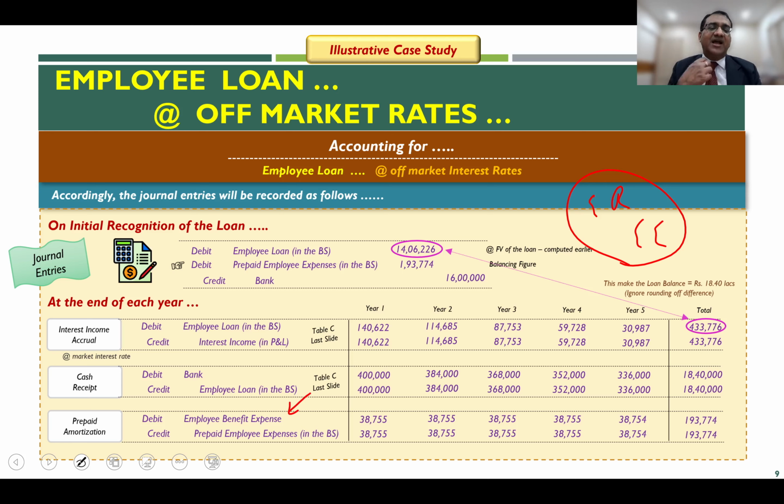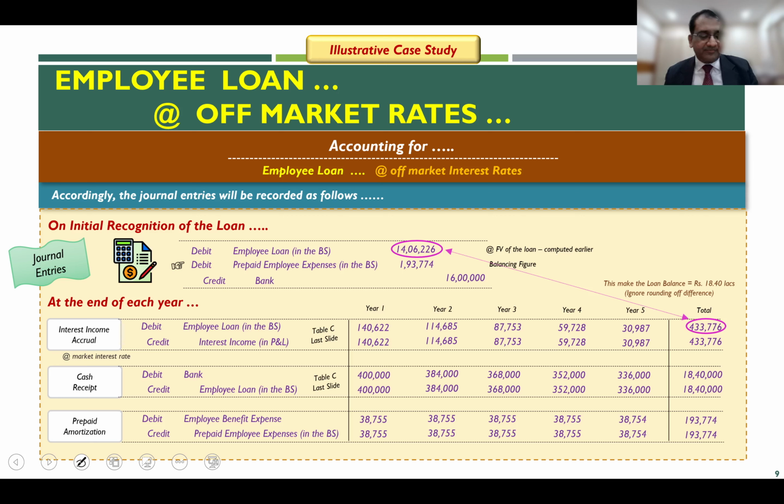Why has the concessional rate loan been given? Because it is like an employee benefit which has been given to the employees of the entity. And therefore, the debit in the P&L will go to this employee benefit expense. So, to the extent of 1,93,774, you will debit P&L. In each of the years, you will record these amounts.